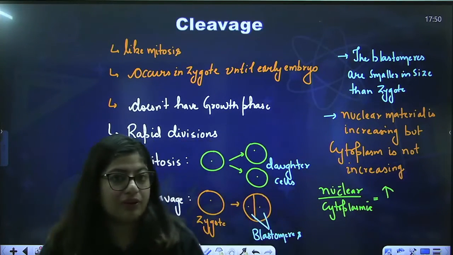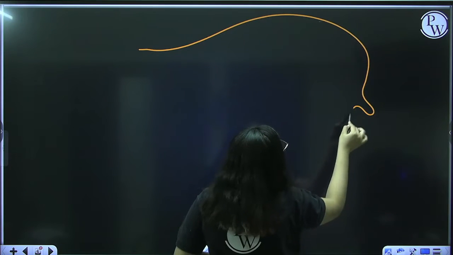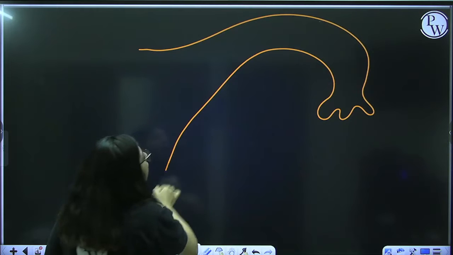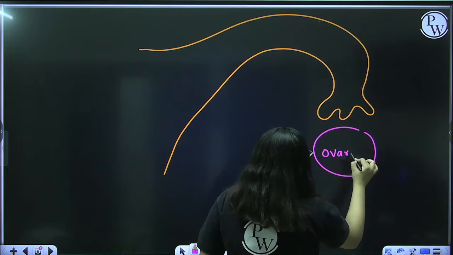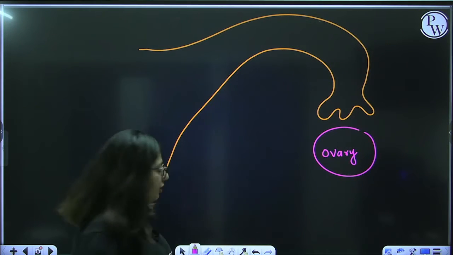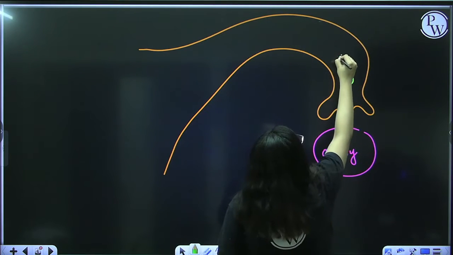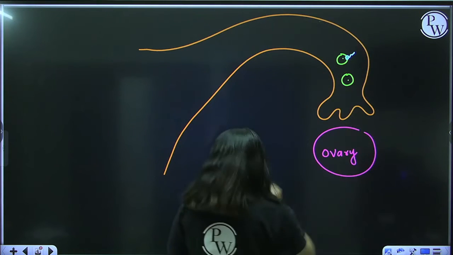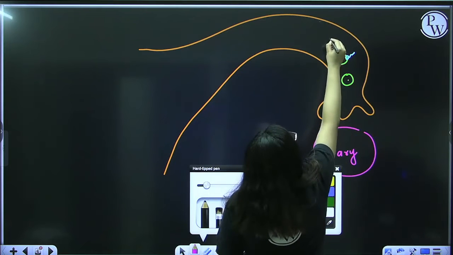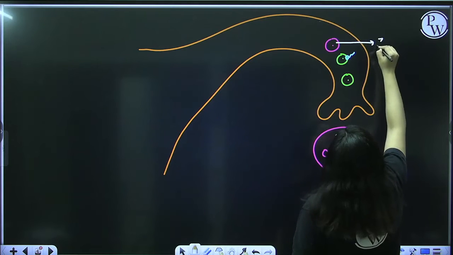So now what will happen? For example, this is your fallopian tube, this is the uterus, and this is the ovary. The ovary has done ovulation and released the oocyte. The oocyte in the ampulla has met the sperm, fertilization has taken place, and the zygote has been formed. So we are assuming the zygote is formed.